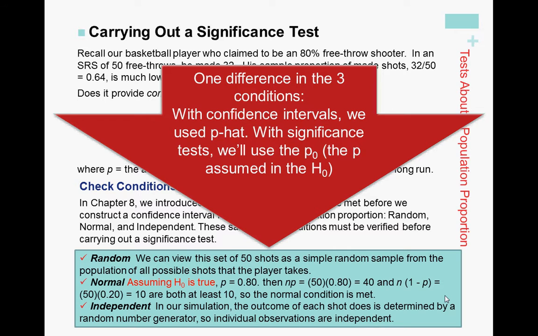With confidence intervals, we used p-hat when we were looking at the normal condition. We were doing n times p-hat. But with significance tests, we use p-naught. That's the p assumed in the null hypothesis. So it was p-hat that we used when we were dealing with confidence intervals. It's p-naught, the p from the null hypothesis, you could call it the null p, that we're going to use for np and n times 1 minus p. So that's really the only difference as far as the conditions we need to check.